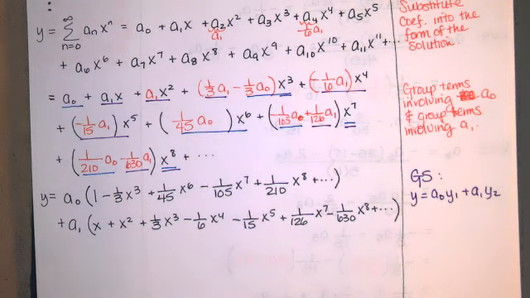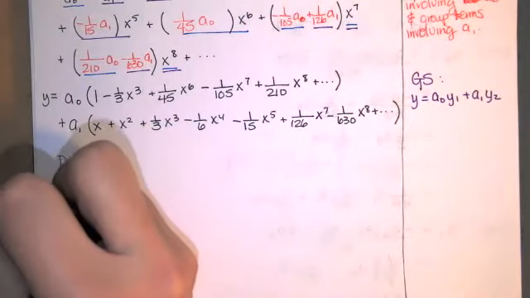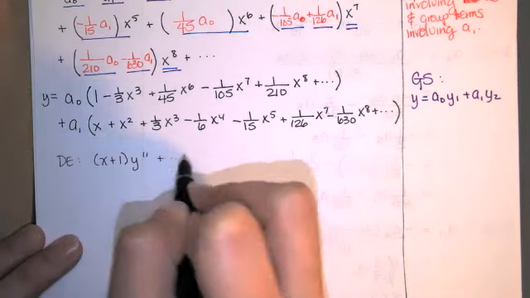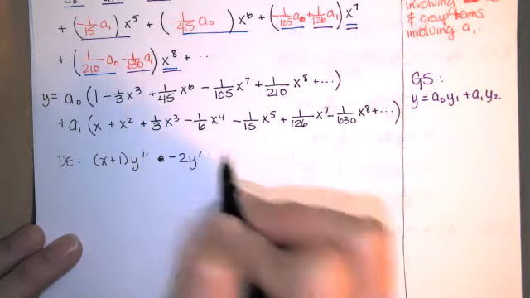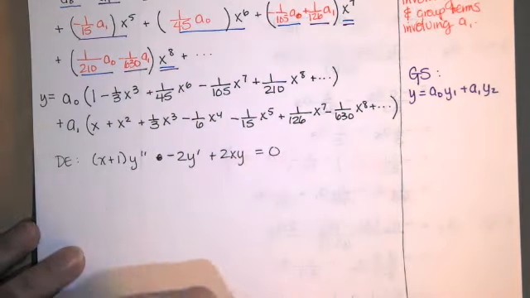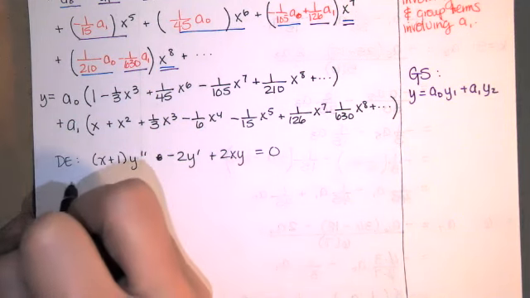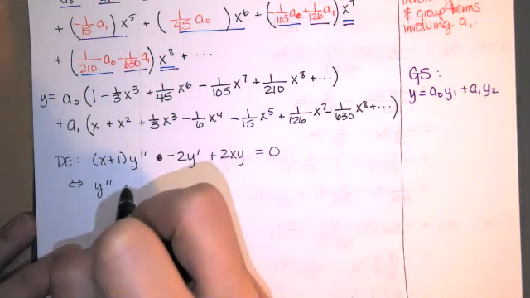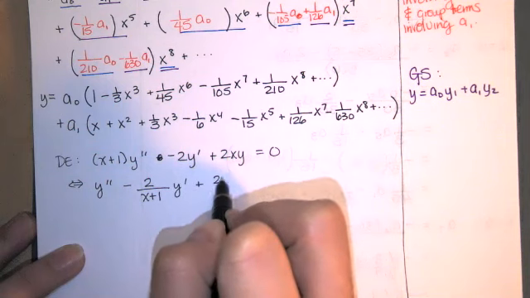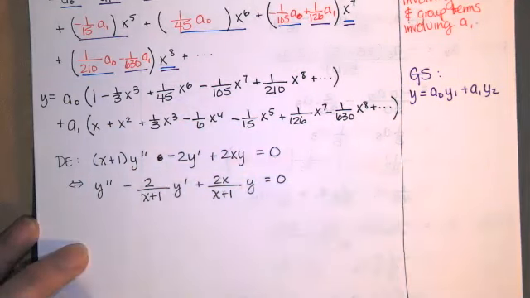That requires going back to the differential equation. So remember, our differential equation looked like this. We had x plus 1 times y double prime, minus 2 times y prime plus 2xy is equal to 0. Now, if I take this and I rearrange it so that my coefficient of y double prime is equal to 1, I get this: y double prime minus 2 over x plus 1 times y prime plus 2x over x plus 1 times y equals 0. So I'm just taking this equation and I'm dividing by x plus 1.